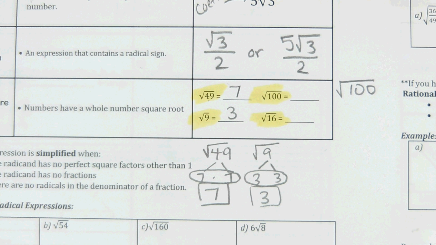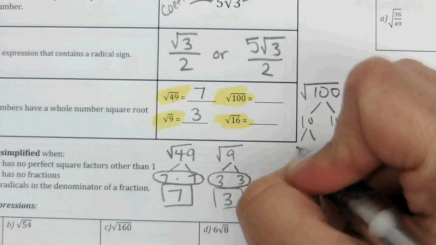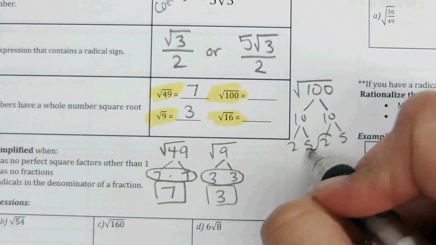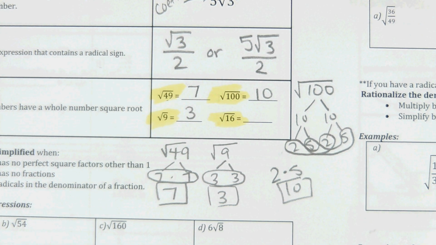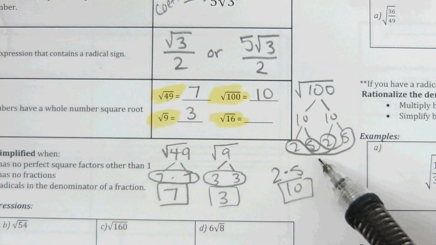For square root of 100, okay, so for 100, break it up into factors, maybe 10 and 10, 2 and 5, 2 and 5, and you break it up into the smallest factors, and then anything that's double, we can take it out. So we can take out a 2, we can take out a 5, we get 10.